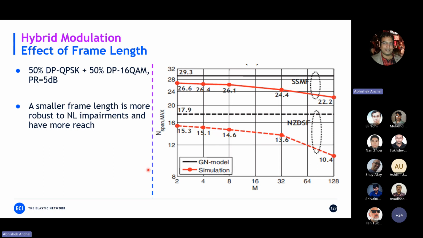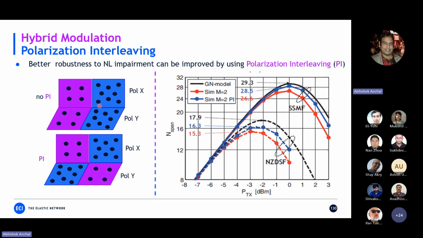This is another example. Another way to choose the modulation form in hybrid modulation is the effect of frame length, like the number of symbols you use. The larger the number of symbols you use in any hybrid modulation or any certain modulation format, the higher the impact of nonlinearity will be. So they try to reduce the impact of nonlinearity by choosing a smaller number of symbols for each modulation format. Another one is, if you transmit both polarizations with the same modulation format, the effect of nonlinearity is more. So they switch the modulation format when they switch the polarization, and they use them alternately in terms of polarization. In this case, it's called polarization interleaving, and the effect of nonlinearity is much lower. These are the strategies they use to make it effective.